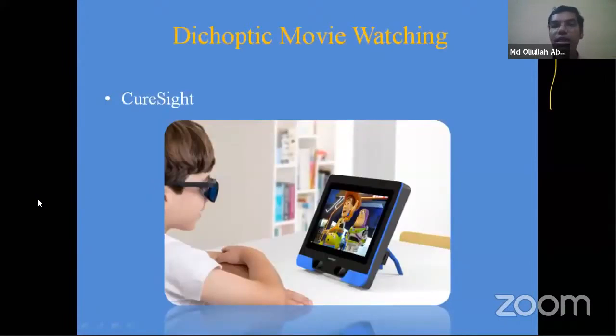Now, more recently, there is a different concept of dichoptic movie watching that has also come, by the name of Curesign. What it actually does is virtually convert any kind of video into dichoptic movie watching. So there are plugins which are available. You need to attach them to the viewing system, and you can use red and blue filters to watch this movie. So they are converting cartoons or any kind of television movies into dichoptic movies.